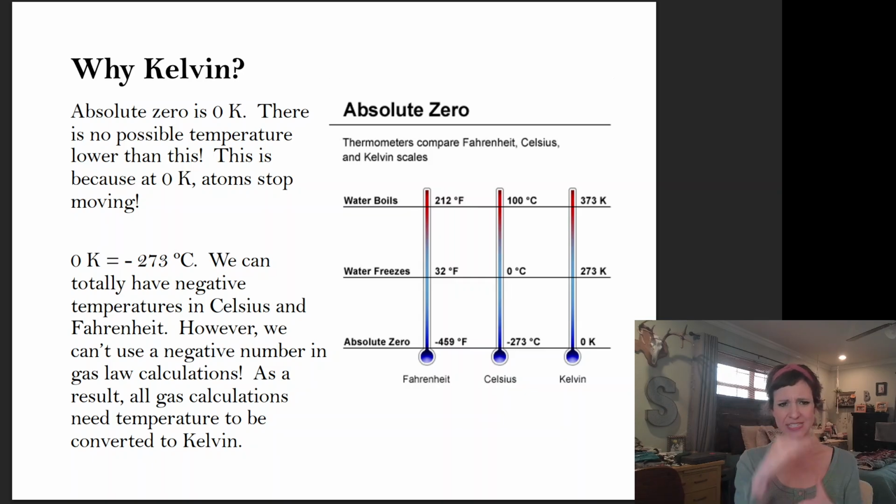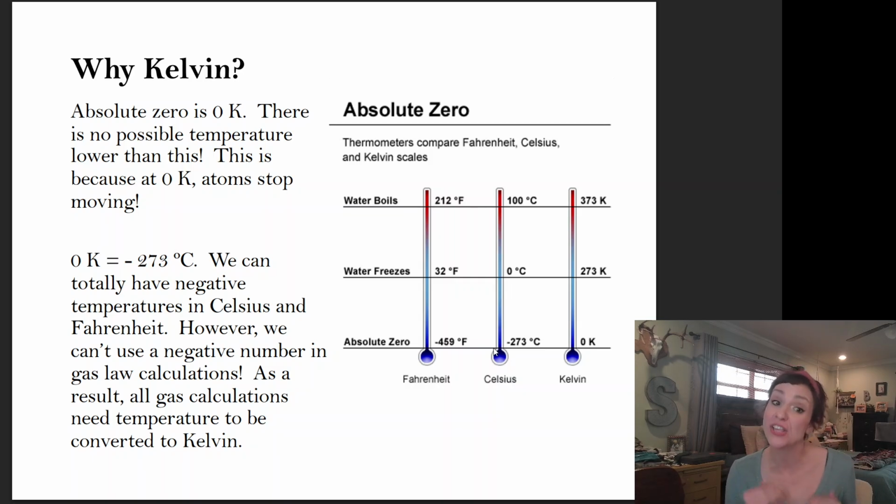Now, if we're looking at the scale between Kelvin and Celsius, there's a difference of 273, right? So here we go. I've got Fahrenheit here. We're going to ignore that Fahrenheit because we do not use Fahrenheit as scientists. We use either Celsius or Kelvin. But here with my 0 degrees Kelvin absolute zero, that is equivalent to negative 273 degrees Celsius. Y'all, we can totally have negative temperatures here in Celsius according to this scale.